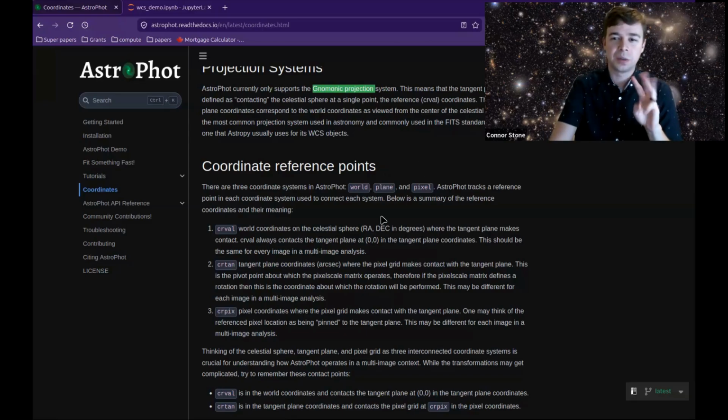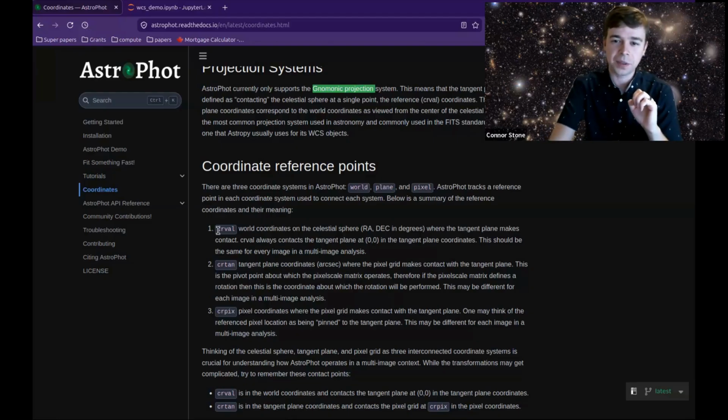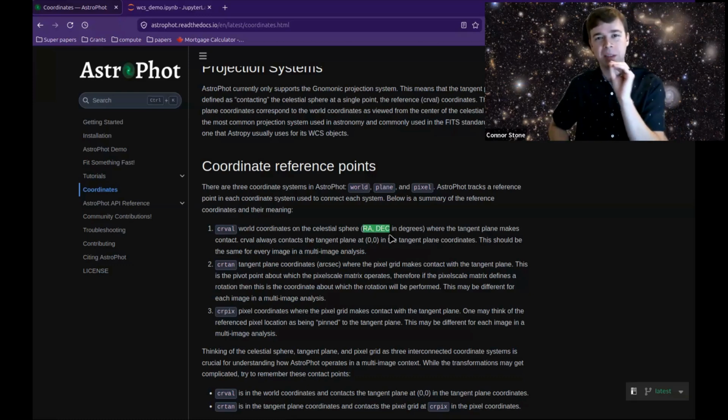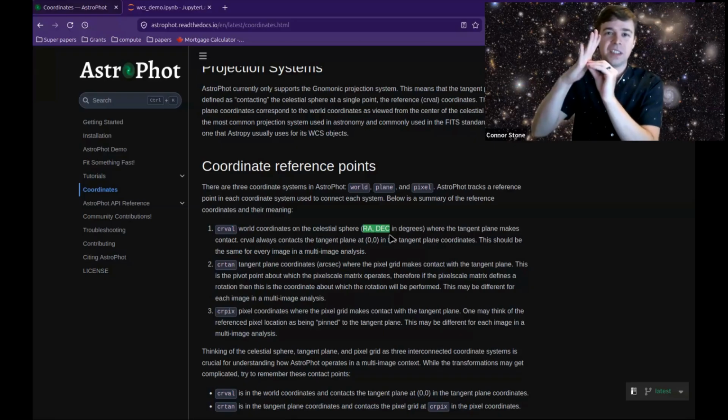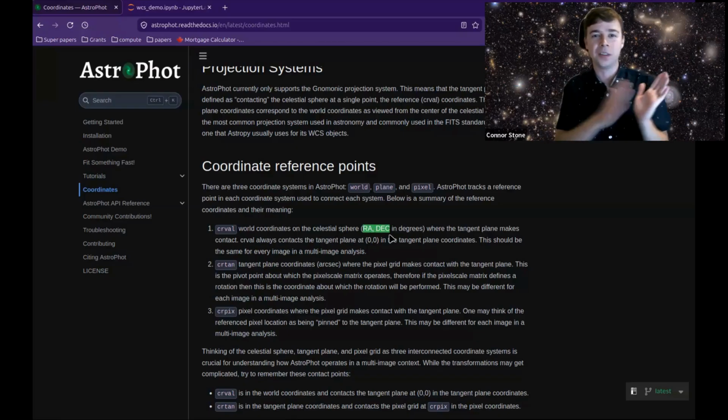And it does this with three reference points, one for each coordinate system. So CR val is essentially an RA Dec coordinate in the celestial sphere, and that gives AstroPhot the point at which the tangent plane touches the celestial sphere. Now, if you're going to do a multi-image analysis, it's important that the CR val for all of your images is the same number, because that means you're working with the same tangent plane for all of your images.